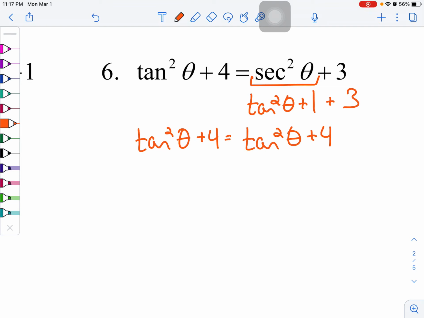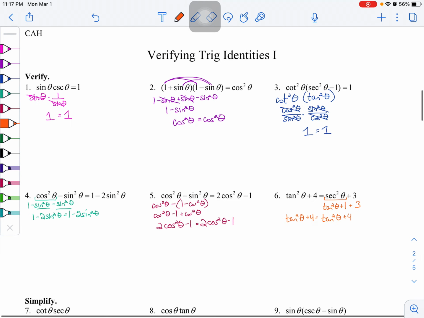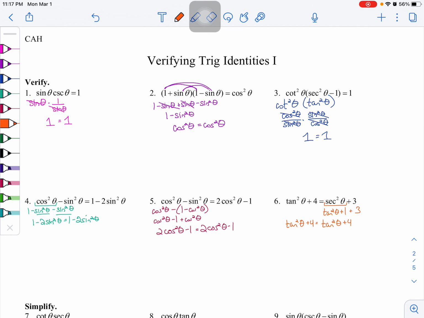It won't matter in these problems which order you do them or which side you pick, as long as you can convert one side to showing what the other side looks like. What you can't do is change both sides. So this is not a place where you're going to like subtract 3 from here and subtract 3 from here. That is not how you verify. Leave one side completely alone, and you are only manipulating the other side of the equation. All right, so just keep that in mind.